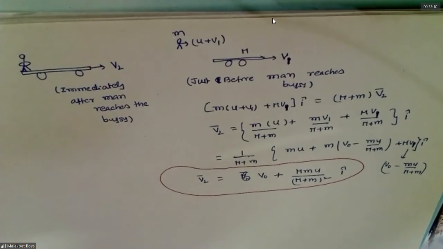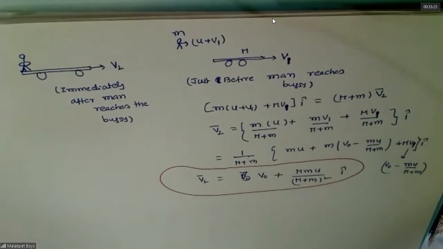Sir, excuse me, sir. I didn't understand this last step, sir. Why do we change this velocity from V naught to V1, sir? Can you explain, please? Why do we change it from V naught to V1?